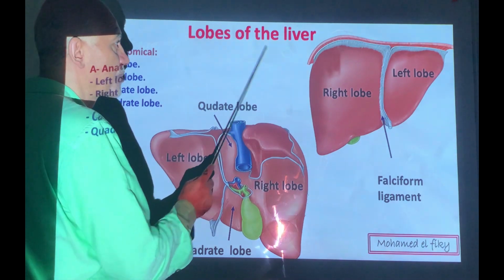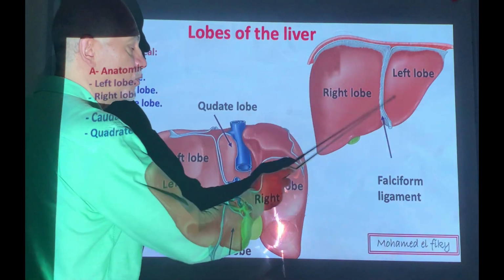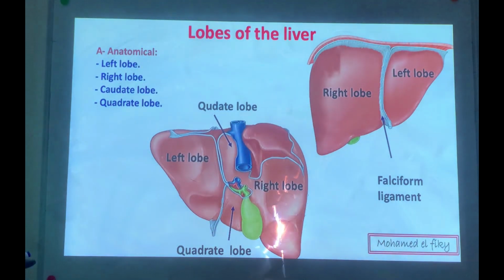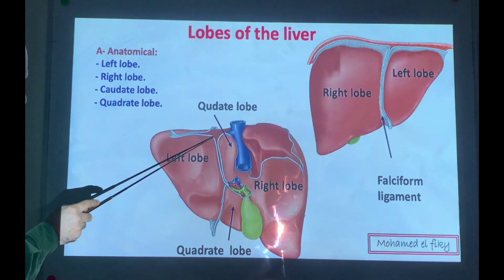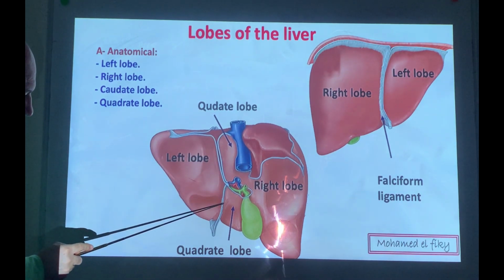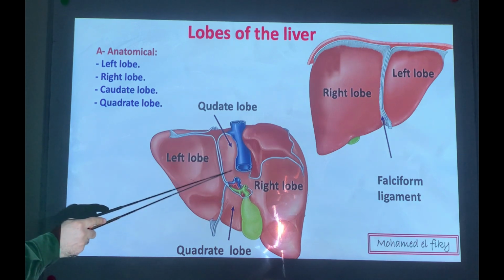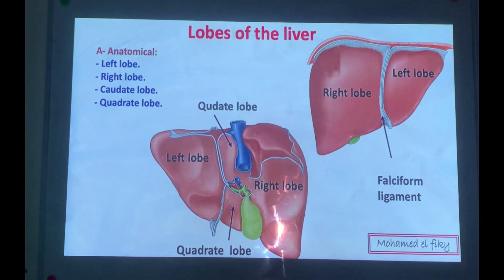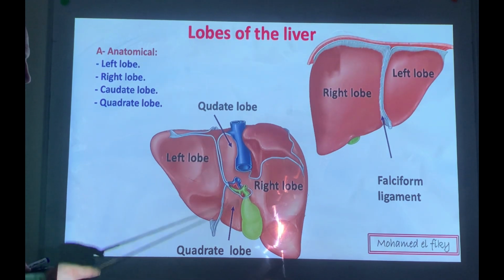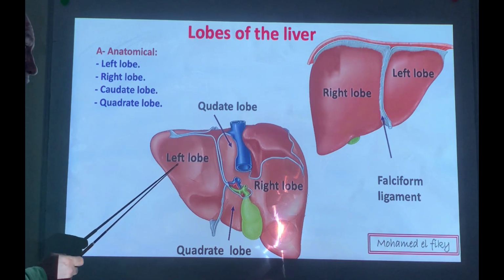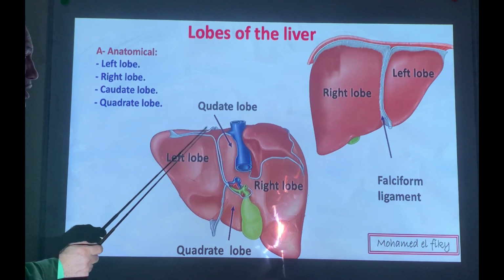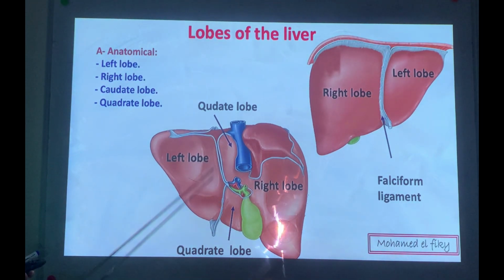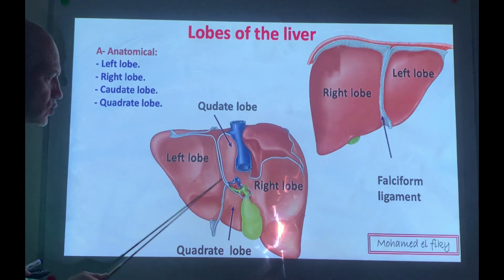Lobes of the liver. This is the right lobe and this is the left lobe from the front, separated by the falciform ligament. From the back, this is the fissure for the ligamentum venosum or ligamentum teres, this is the caudate lobe and this is the quadrate lobe. Anatomically, the caudate and quadrate lobes are related to the right lobe, but physiologically they are related to the left lobe.